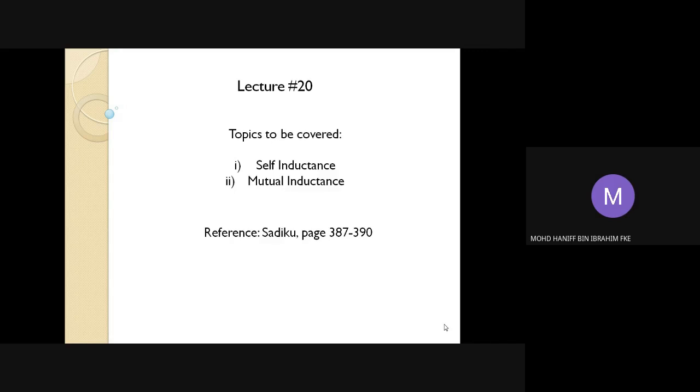So for the last topic of magnetostatic, we're going to cover the topic of inductance, which is on two things. The first one is self-inductance, followed by mutual inductance. A reference for this topic can be obtained from Sadiku, pages 387 to 390.